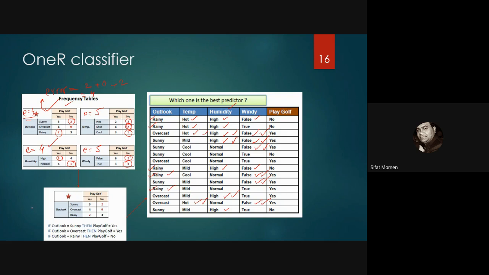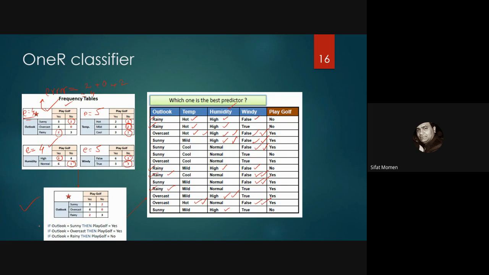So which becomes the winner? Who is the winner? Which is the winner predictor in this example? Outlook. You could choose the humidity as well, it doesn't matter. ঠিক আছে? Because we have a tie over here between outlook and humidity, we have to select one of them. So let's say we have selected the outlook. So who is the winner predictor in this example? Outlook.